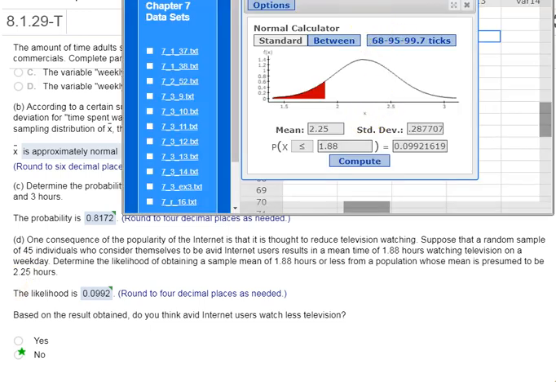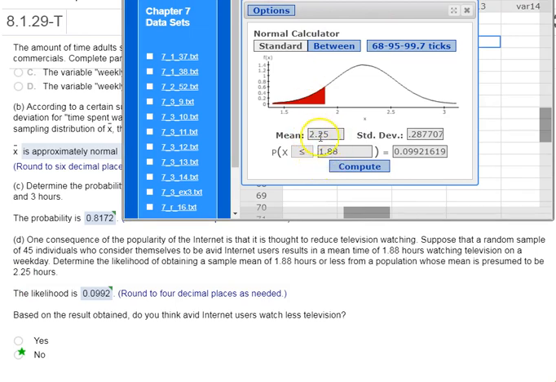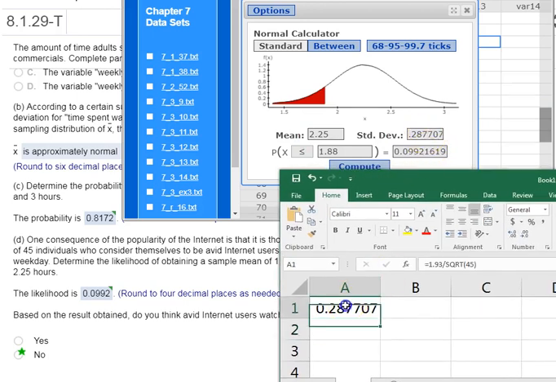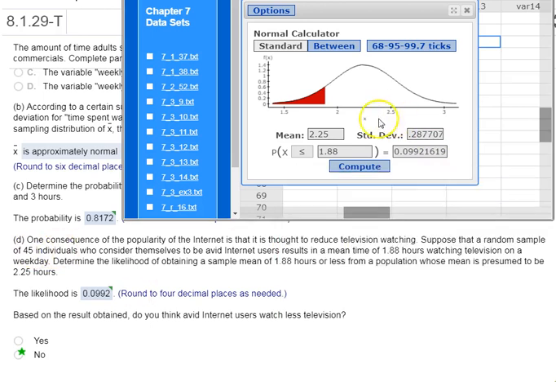And so we can jump into StatCrunch here, enter the mean for our sampling distribution, make sure we calculate the correct standard deviation by taking the population standard deviation, divide by the square root of the sample size listed in part D here. And then we can find the probability of getting a sample back with a mean of 1.88 or less. And the probability of that comes back at close to 10%.